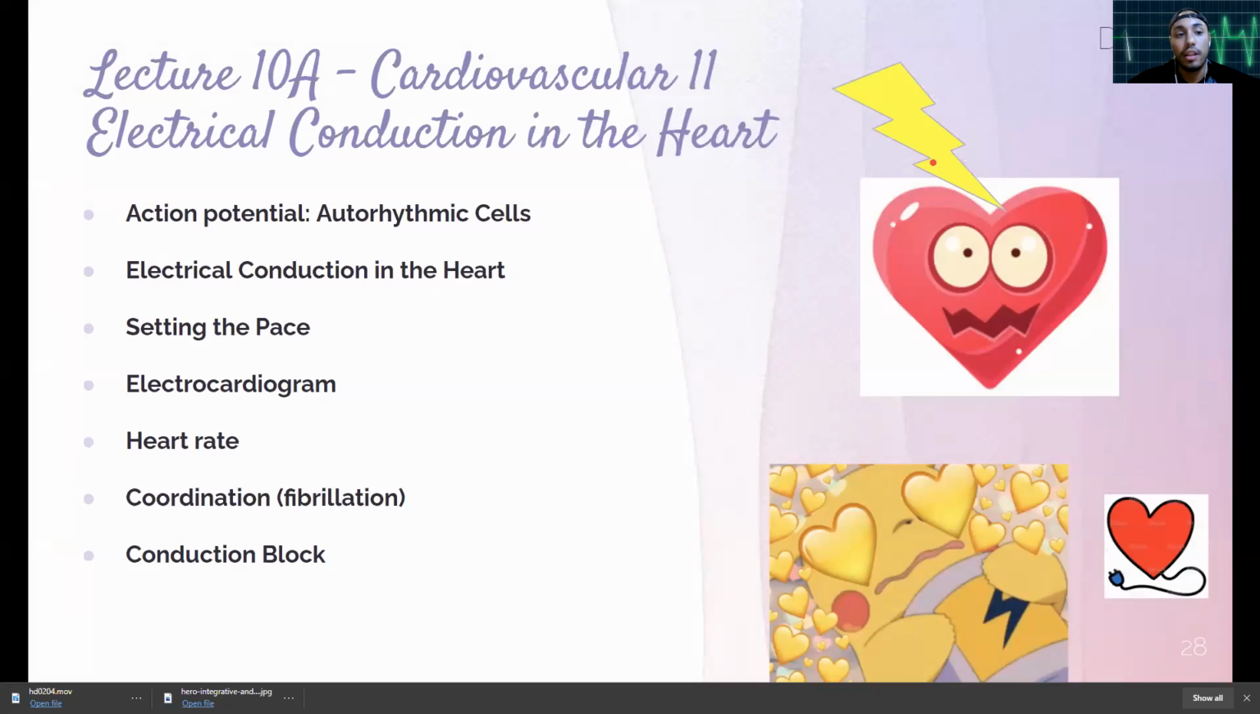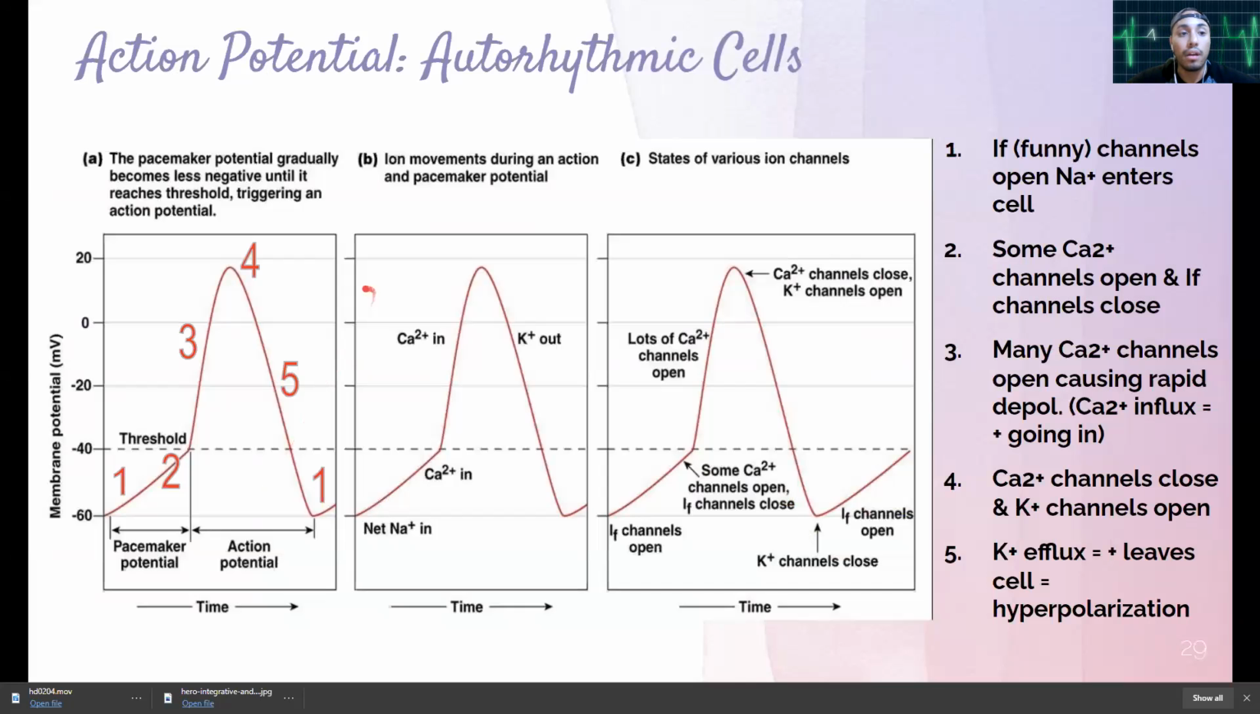All right, so this is the electrical conduction in the heart. I like to put these things on the left so you can kind of refer to where in the lecture notes we're talking about what. So it just kind of helps you be organized. This one is going to be the autorhythmic cells.